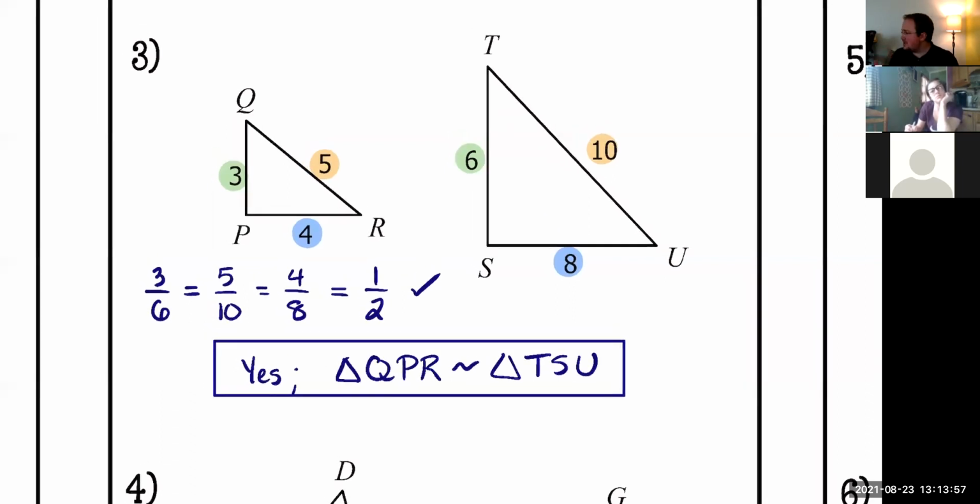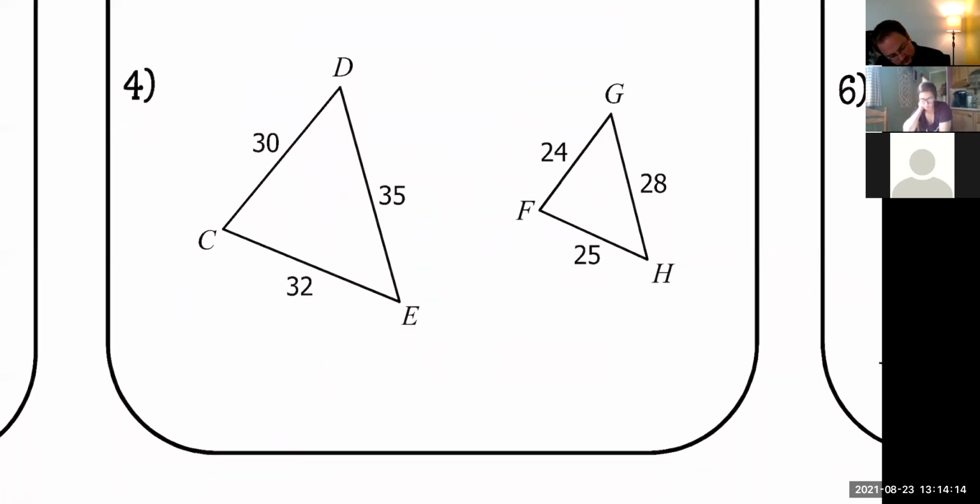So again, that one involved a little bit more math. We had to kind of check those proportions there. But they all have a ratio or a scale factor of 1/2 going from QPR to TSU. D, same thing here. Again, they look about the same orientation. So if I was to go through here and color code again, I would say the 30 probably would go with the 24. 35 and the 28. 32 and 25.